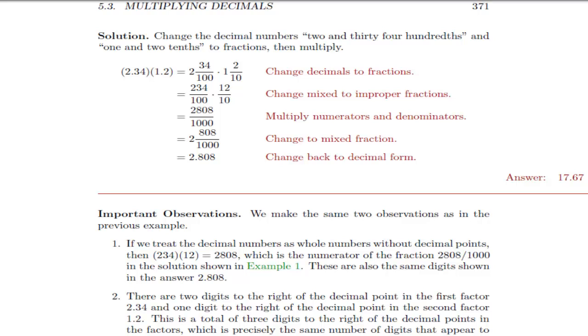Multiply the numerators and denominators. 234 times 12 in the numerators is 2,808. And 100 times 10 in the denominators is 1,000. Change this to a mixed fraction. 2,808 over 1,000 is equivalent to 2 and 808 over 1,000. And then change this back to a decimal to get 2 and 808 thousandths, or 2.808.